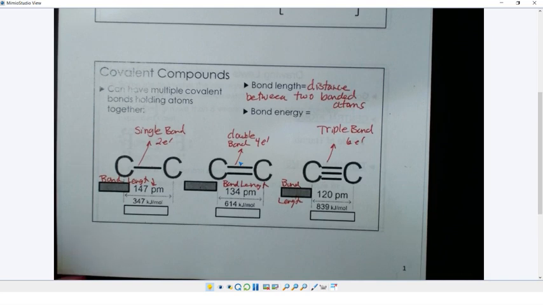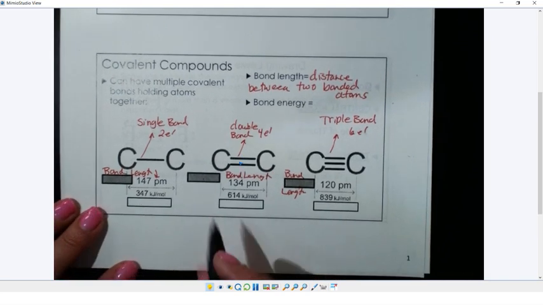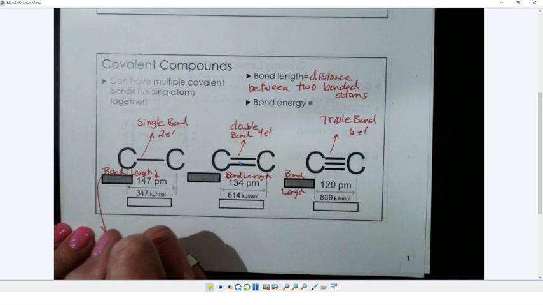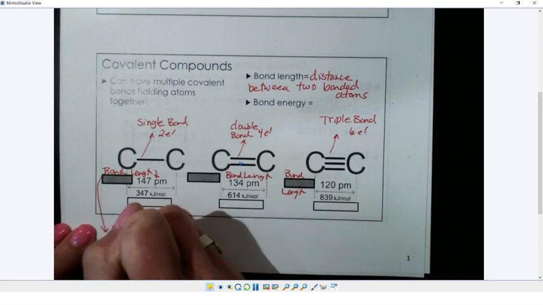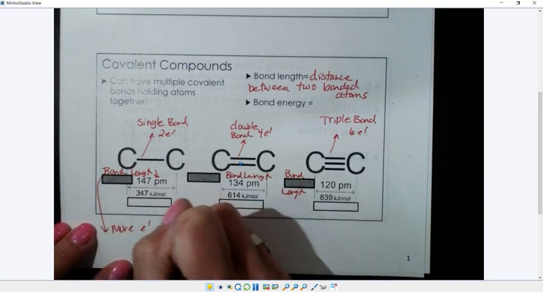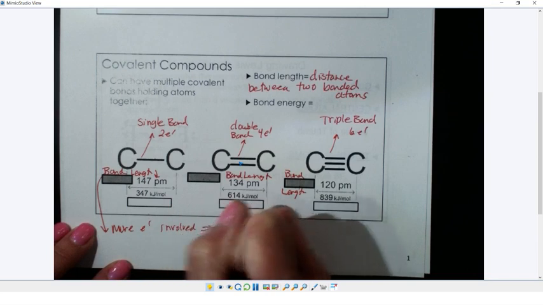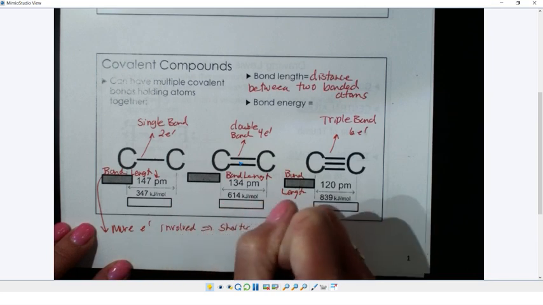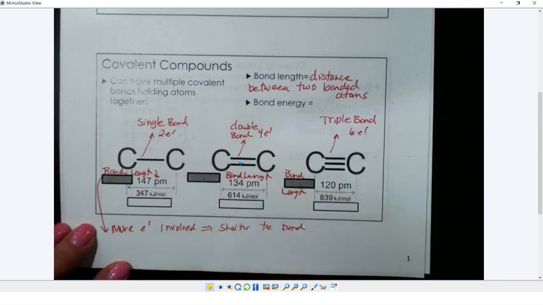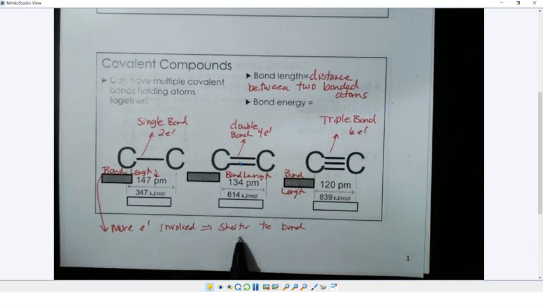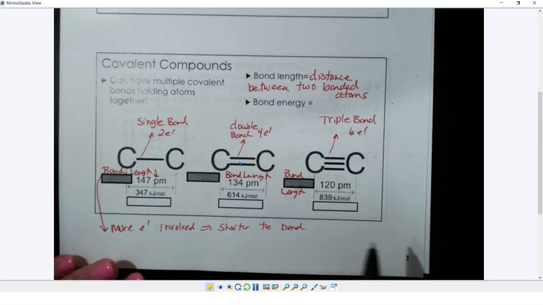Okay? Let me find a place to write it. Let's just go down here. More electrons involved, shorter the bond. My handwriting's terrible. So more electrons involved, shorter the chemical bond. Now let's look at bond energy, and hopefully your handwriting's much better than mine and you've organized it better than me.